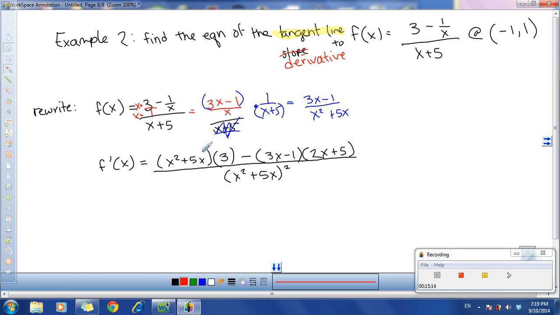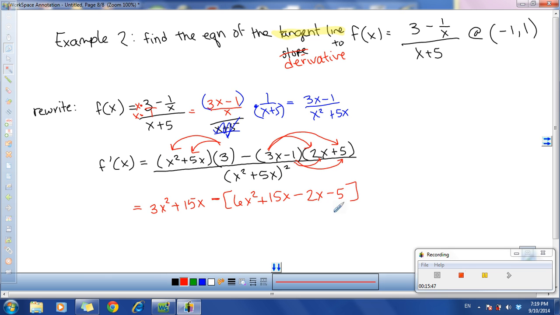Let's distribute 3 times x squared. That's 3x squared. 3 times 5x, that's plus 15x. Then I'm going to FOIL this part. Don't forget the negative needs to be distributed. So 3x times 2x is 6x squared. 3x times 5 is 15x. Negative 1 times 2x is minus 2x. Negative 1 times 5 is minus 5. And that's still all over x squared plus 5x quantity squared.